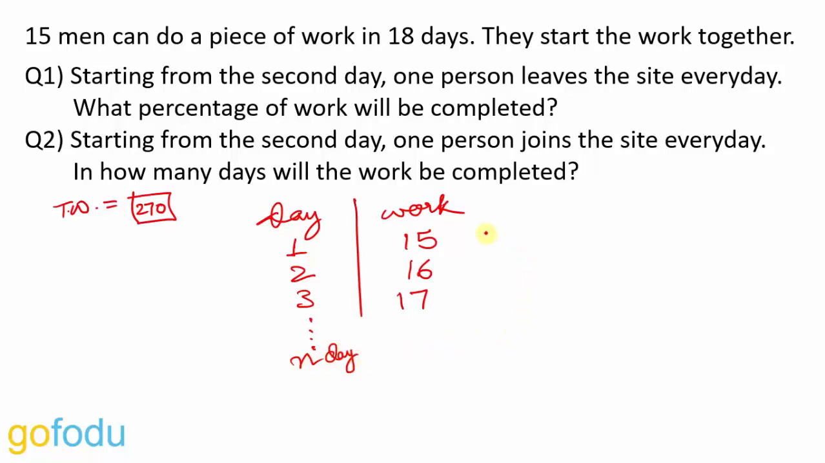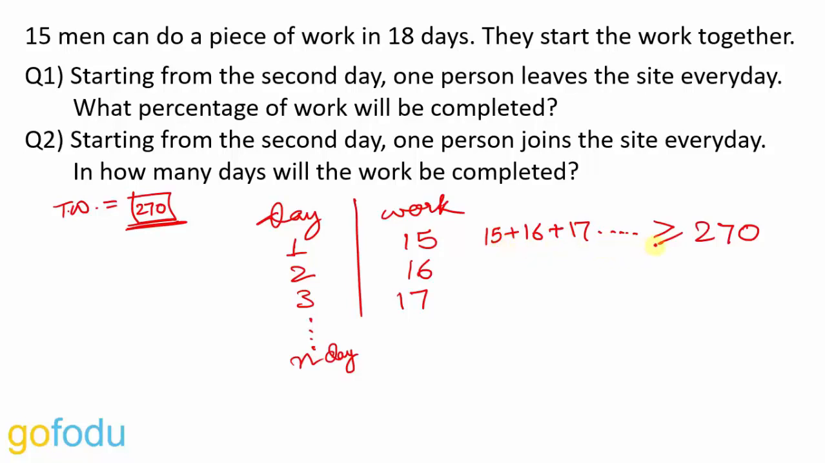Now total work will be 15 plus 16 plus 17 and so on. We will go on till the sum of all these individual days' work comes out to be greater than 270. Then only we will say that the total work is finished. If this summation is less than 270, then there will still be some work which remains undone.